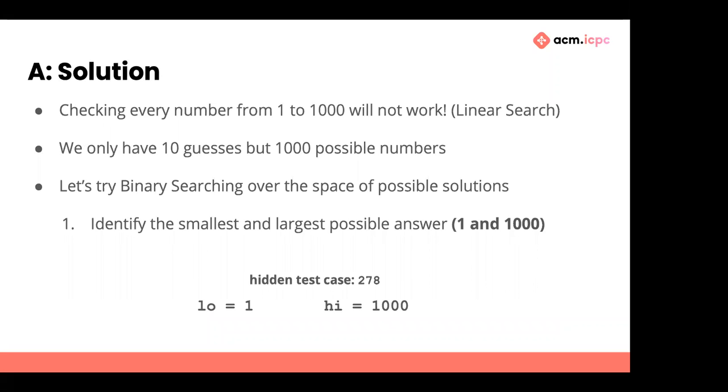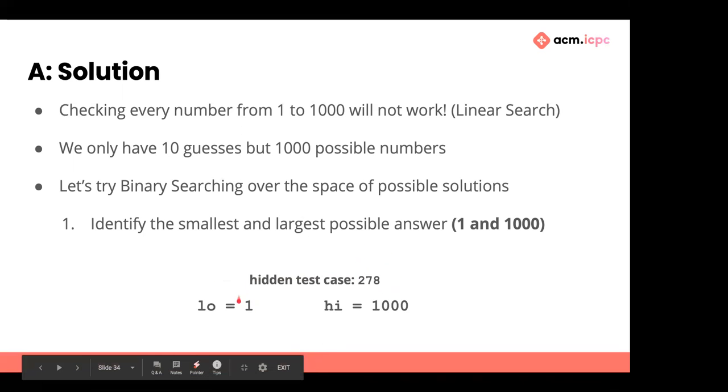So let's instead try binary searching over the space of the possible solutions. What I mean by this is that we're no longer storing these solutions in an array from 1 to 1,000, but we're just going to think of them abstractly, starting from 1 and going up to 1,000. We're going to see why this works in a little bit. But suppose Kattis has this hidden test case of 278, so it wants us to guess 278.